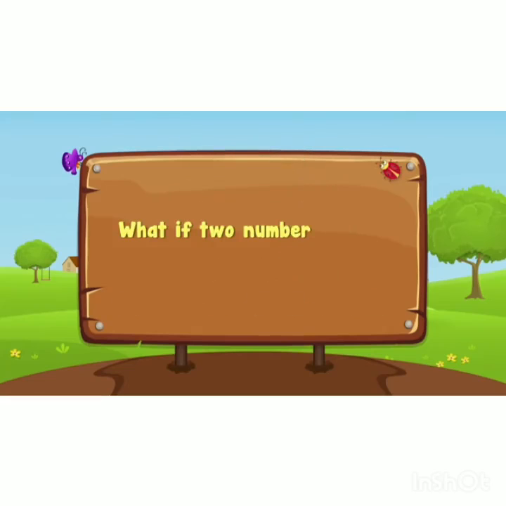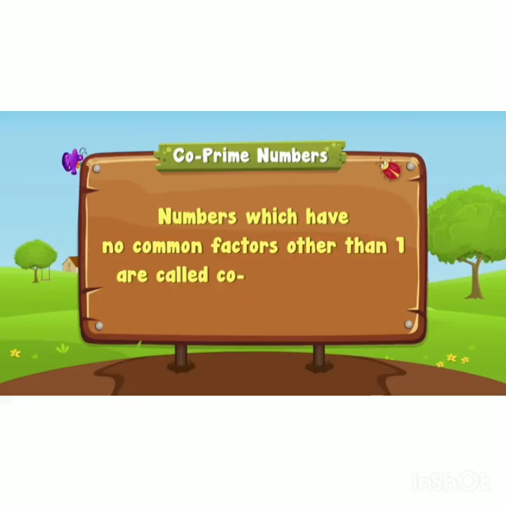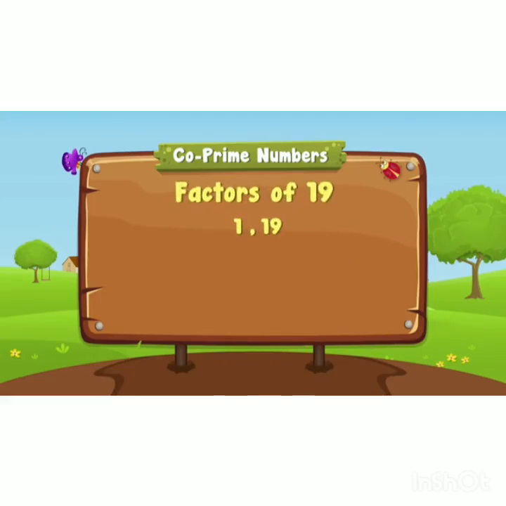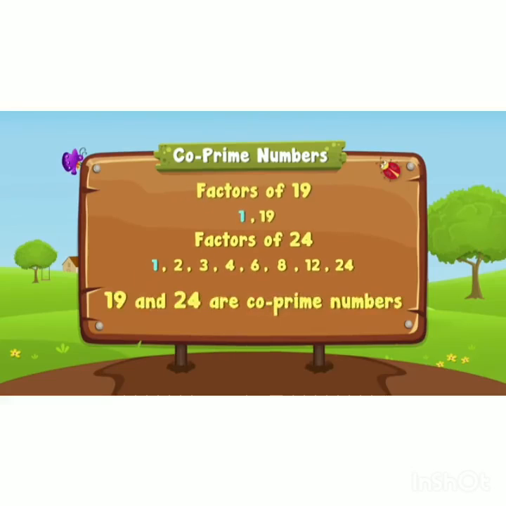What if two numbers do not have any common factors? Numbers which have no common factors other than 1 are called co-prime numbers. Let us see the factors of 19 and 24. The common factor of 19 and 24 is 1. Hence, 19 and 24 are co-prime numbers.